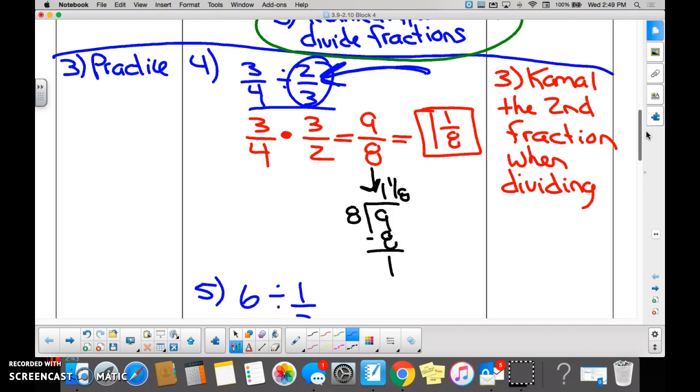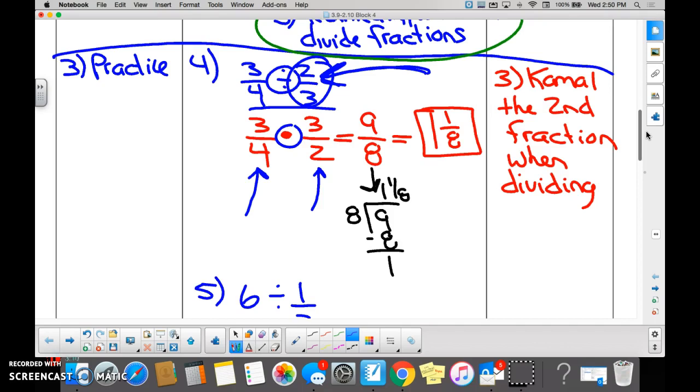3/2. Did we change it to 3/2? Yes. And did we change the division to multiplication? Yes. So flip the second and multiply. Do we do anything to the first fraction? No. Is multiplying fractions much easier than adding or subtracting? Yes. Why? Because you don't have to find a common multiple for your denominator. Thank you, Ayana.